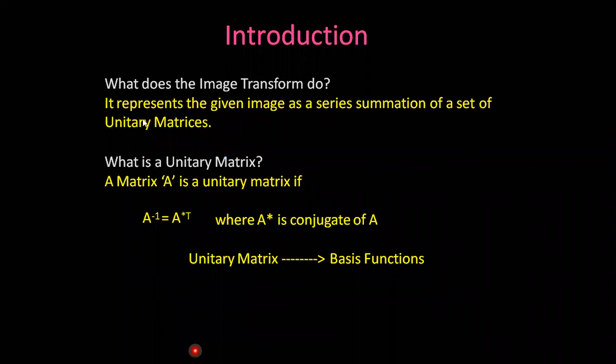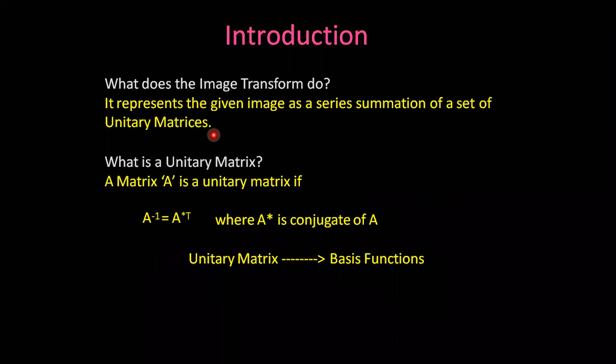Next, what is the image transform? Initially we learned what is meant by transform, and what the applications of transform are. Next, what does the image transform do? It represents the given image as a series summation of a set of unitary matrices. We are going to make use of the identity matrix, that is a unitary matrix, where if you multiply any matrix with the unitary matrix, the output remains the same, right? So A into I equals A itself. That is the identity matrix.